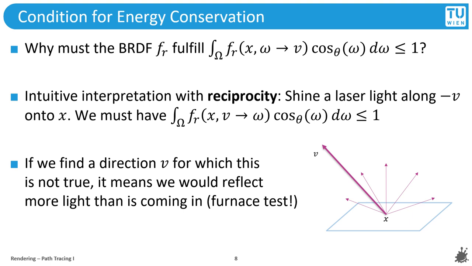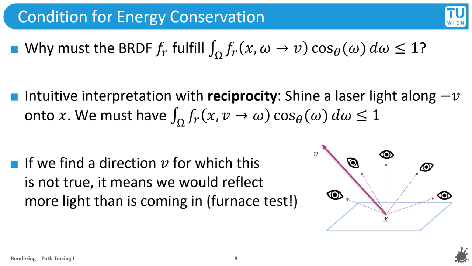Perhaps the more intuitive interpretation is that a certain amount of light, for example from a laser light, that arrives at X from a given direction V can be scattered in all directions. The total percentage of reflected light from that laser that observers around X will be able to see, according to the rendering equation, is the integral over the hemisphere of the BRDF times the cosine of theta. If this yields more than 1, it means that the observers see more than 100% of the incoming light, and this violates energy conservation.